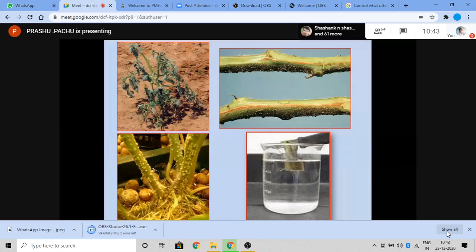You can cut the stem transversely, and keep this infected stem inside the clear water. We can see the flow of whitish colored fluid. So based on this ooze test, we can easily diagnose this problem.